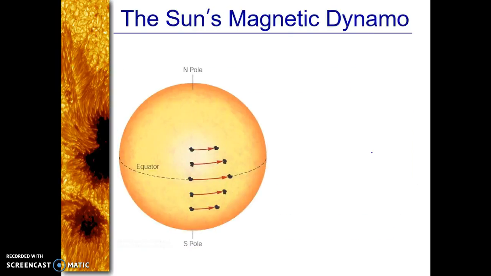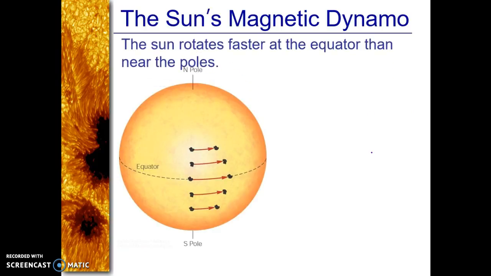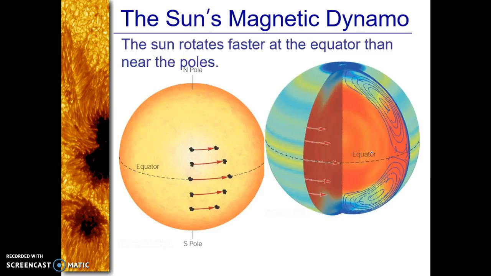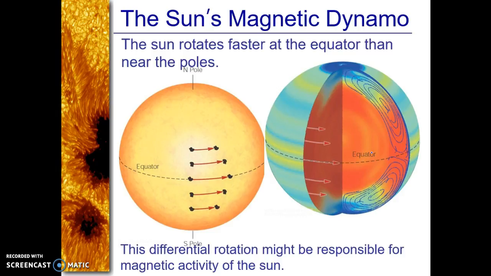All right, the sun's magnetic dynamo. The sun rotates faster at the equator than near the poles. I've already said that. So when that happens, it causes a differential rotation, and that could be what's responsible for the magnetic activity of the sun. That's what they believe is responsible for the magnetic activity of the sun, right? Because this is rotating much faster than these up here at the top would be.